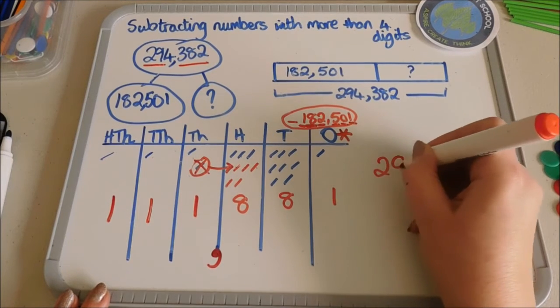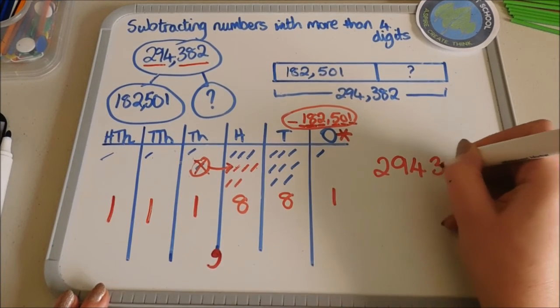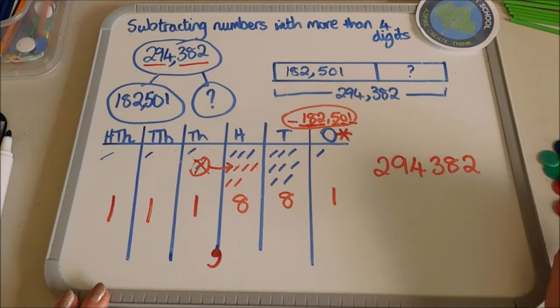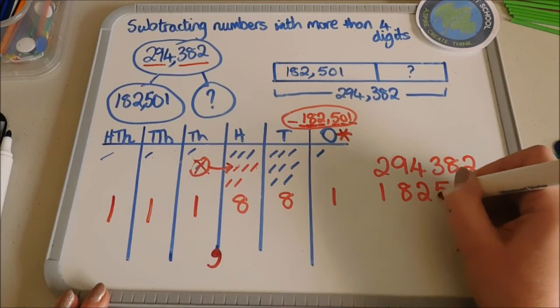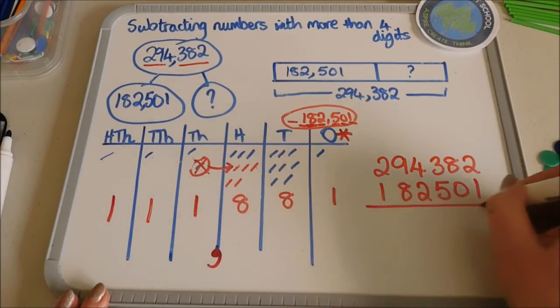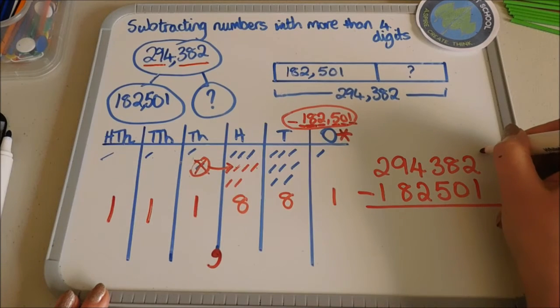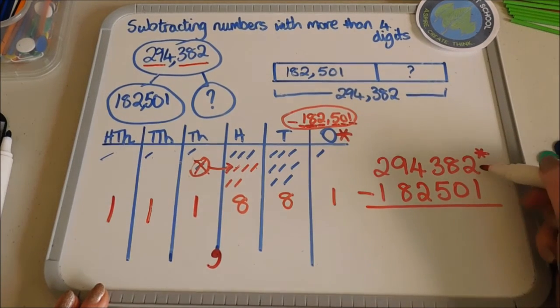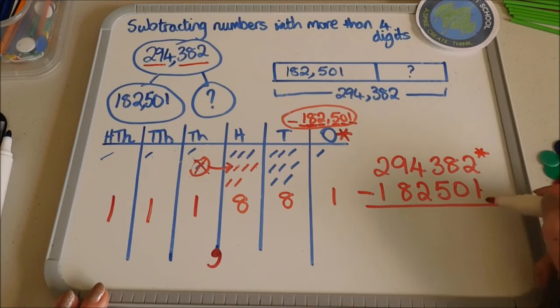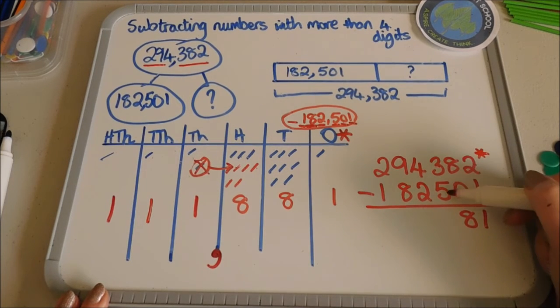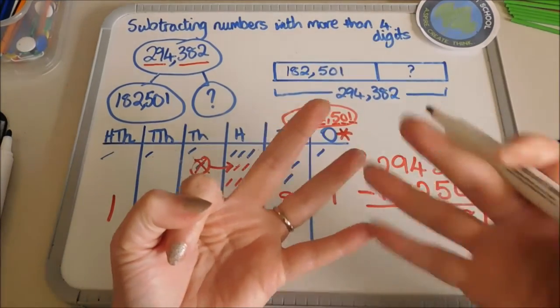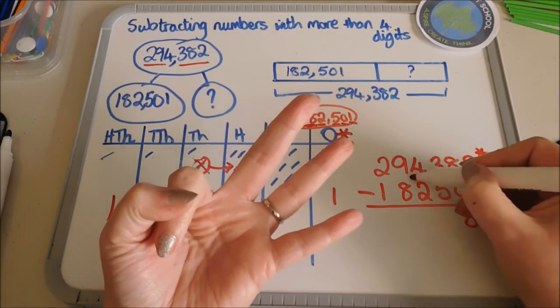So we would encourage them to make sure they line up their numbers carefully. The columns must line up. And again, we start with the smallest column. 2 take away 1 is 1. 8 take away nothing remains as 8. 3 take away 5. I've only got 3. I can't take 5 from 3, so I need to exchange.